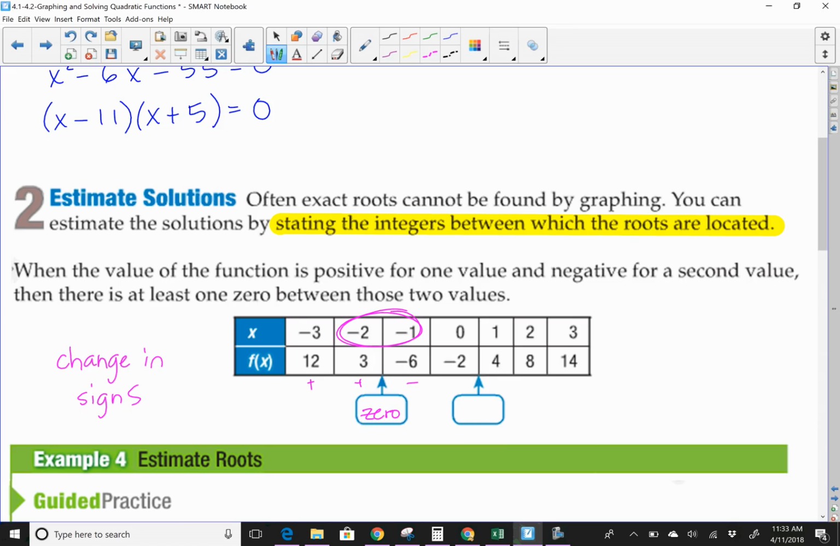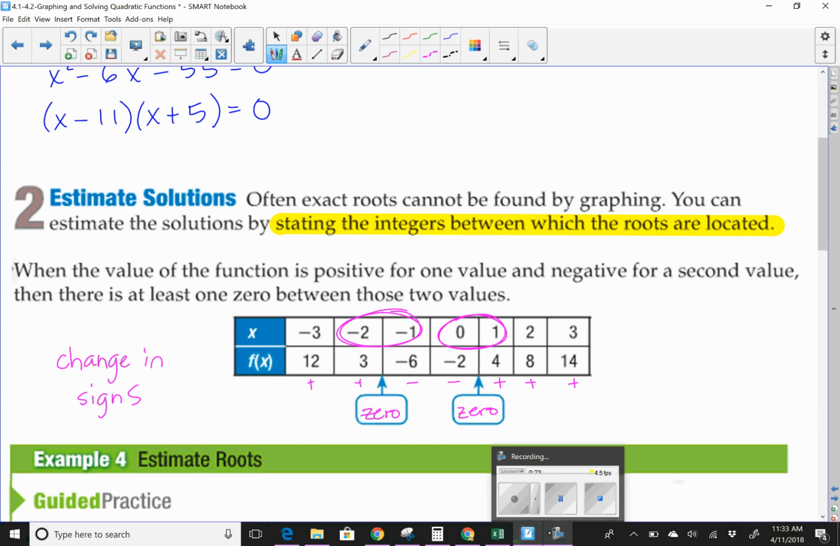numbers, between negative 2 and negative 1. That one's negative, that one's positive, positive, positive. They change signs. Again, there's a zero, and that means there's a zero between 0 and 1.